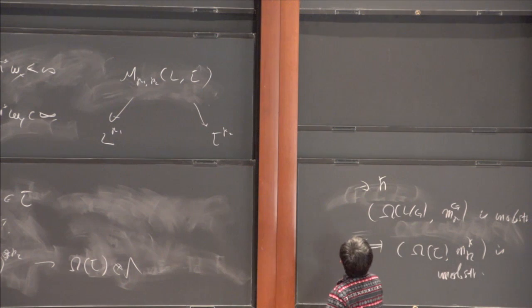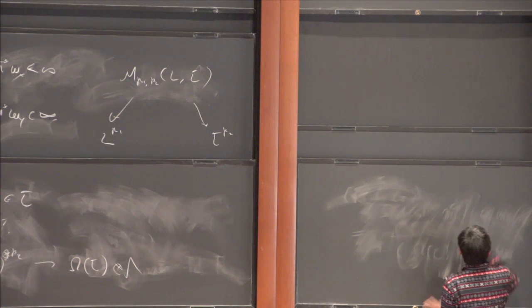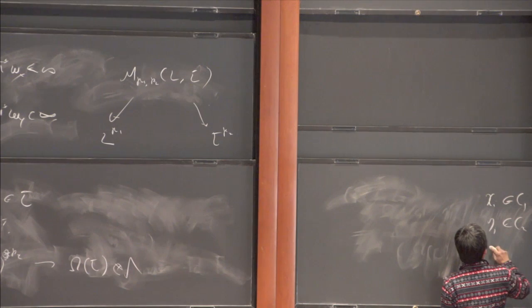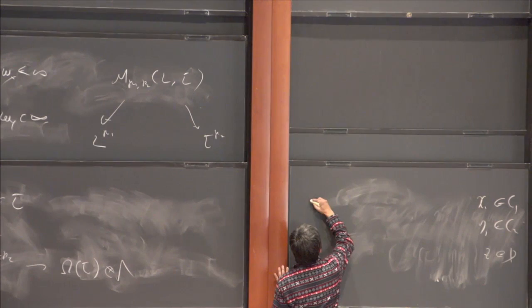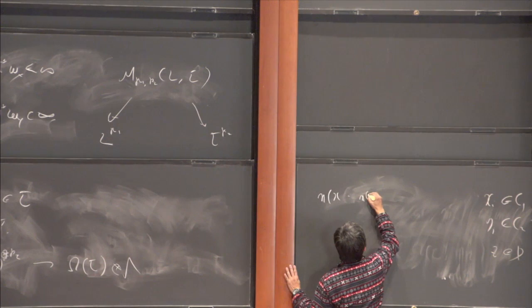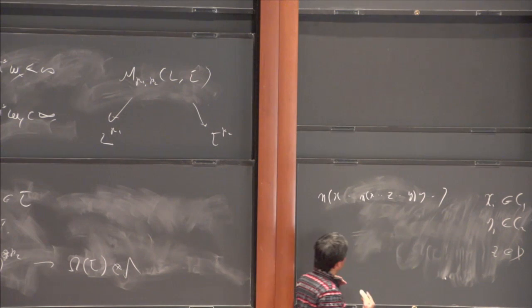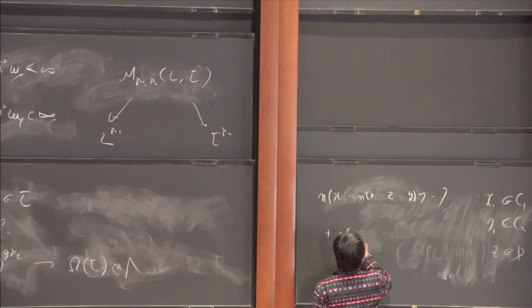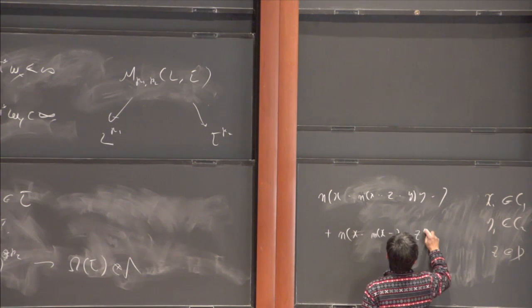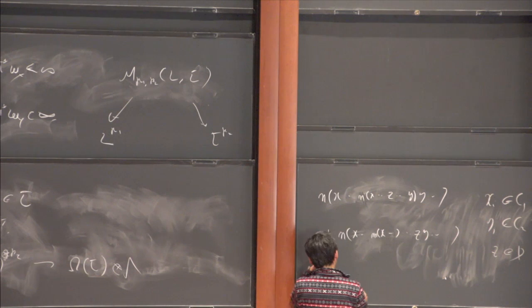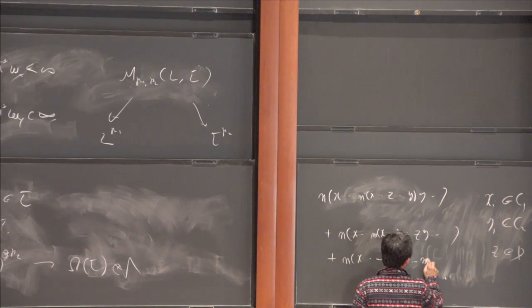Okay, so now the basic relation is the following. Suppose that x_i is in C1 and y_i in C2 and z in D, then we consider n(x, ..., n(x, ..., z, ..., y), ...). So this is the first thing, where you apply n twice, plus n(x, ..., m(x, ...), ..., z, y, ...). So you apply m on the C1 side. And the third one is n(x, ..., z, y, ..., m(y, ...), ...). And this is zero.